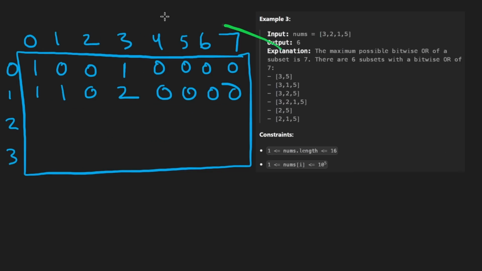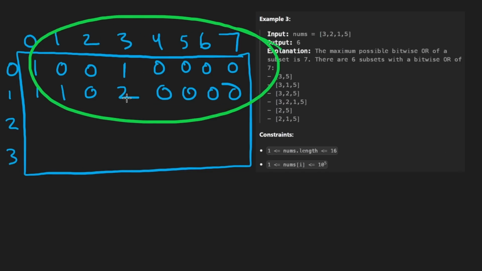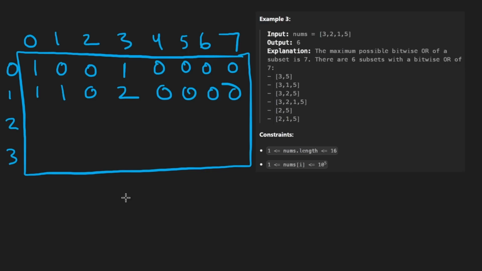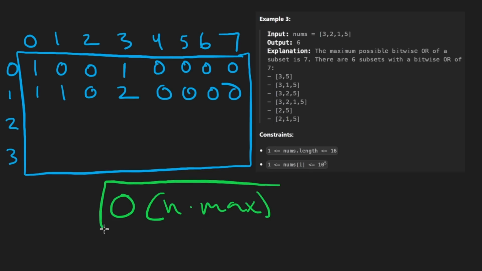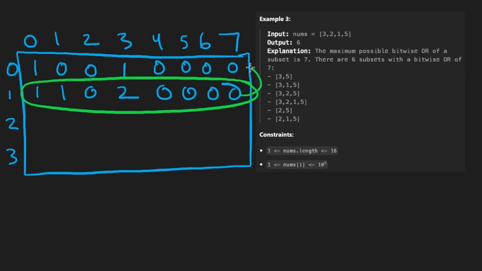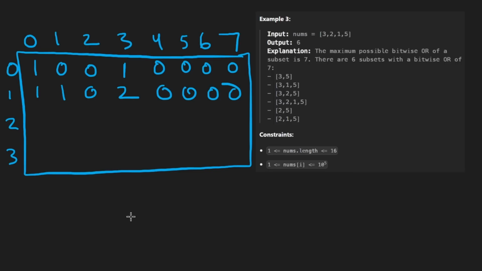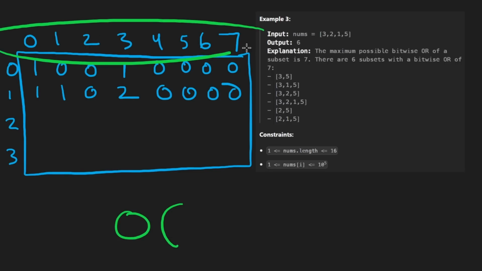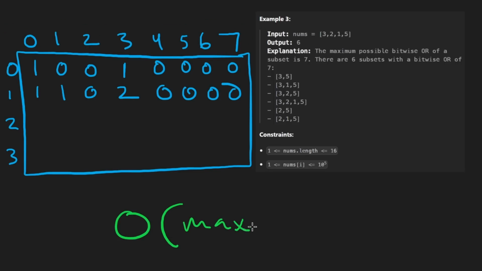Now, this is a valid way to solve this problem. In terms of time and space complexity, I believe it's going to be the same because we're filling it in n times the max OR. So it's the same in terms of time and also in terms of space, but we can optimize this because, as you notice, when we're computing a given row, we're only going to look at the values in the previous row. So we can actually optimize the space to be O of the size of this row, which is going to be the max value.